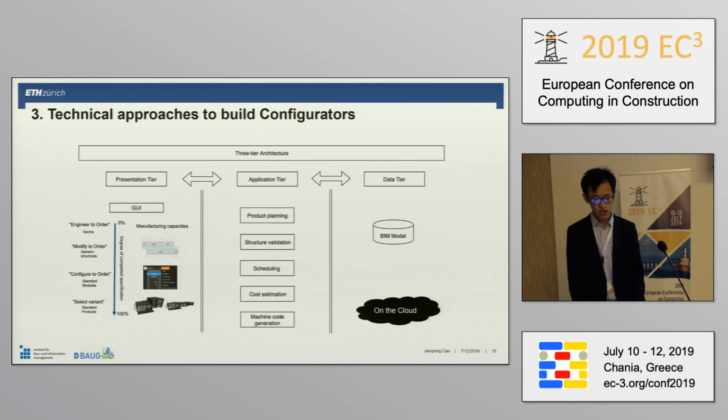And on the application tier, multiple functional modules are established, and they can visit the data tier, the BIM model, by using API requests. And in our paper, we illustrate how those configuration knowledge and configuration rules could be formalized, such as the constraint satisfaction problem or the shape grammars in the production planning module.